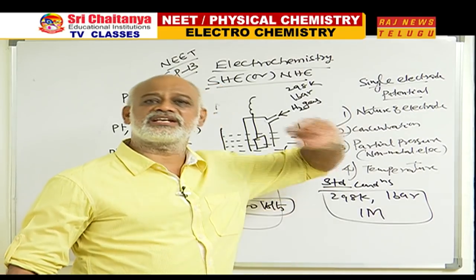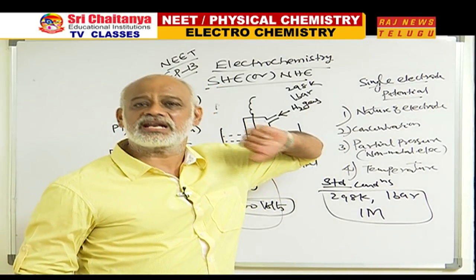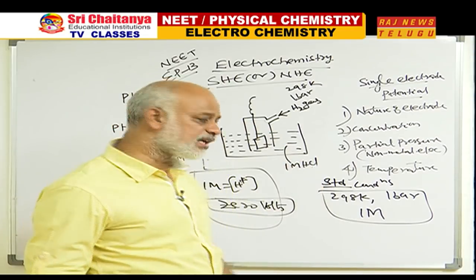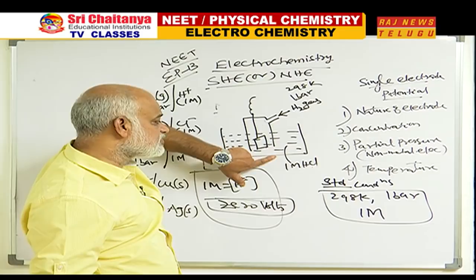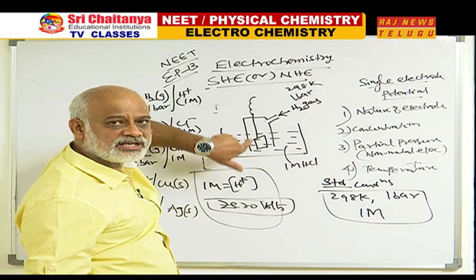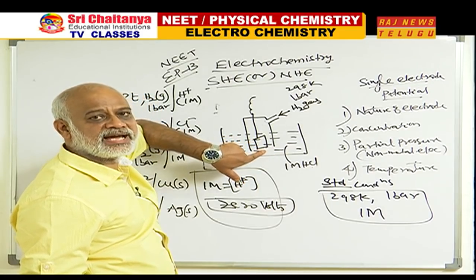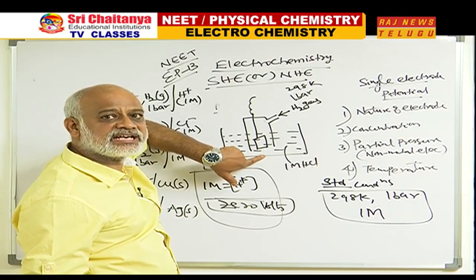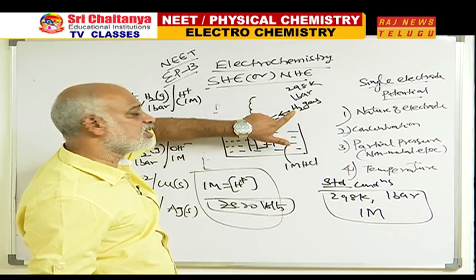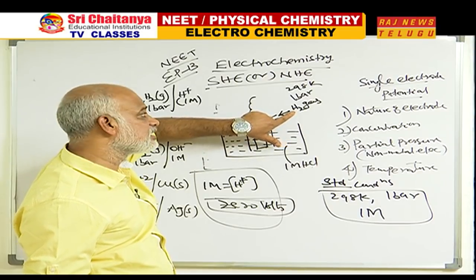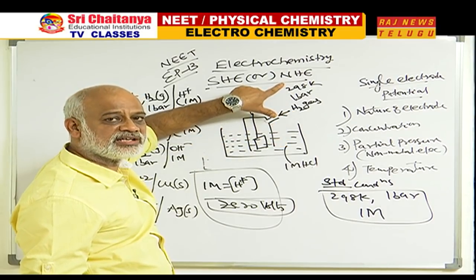Therefore, can I now say in a simple way, 1 normal acid should be taken. And I am selecting 1 molar HCl here. In this 1 molar HCl, I am submerging platinum foil blackened with platinum black, through which hydrogen gas is bubbled at 1 bar and 298 Kelvin.